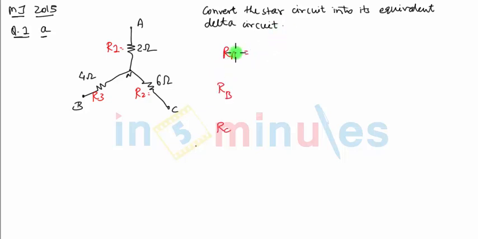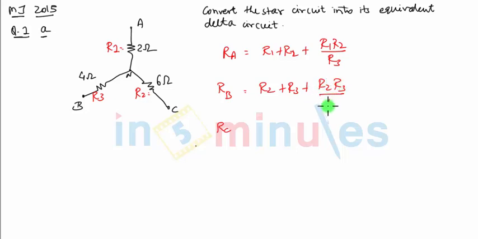So RA, that is the resistance in my delta network, is going to be equal to R1 plus R2 plus R1 R2 upon R3. So that will be the formula for RA. Similarly, RB is going to be equal to R2 plus R3 plus R2 R3 divided by R1, and RC is going to be equal to R1 plus R3 plus R1 R3 upon R2.